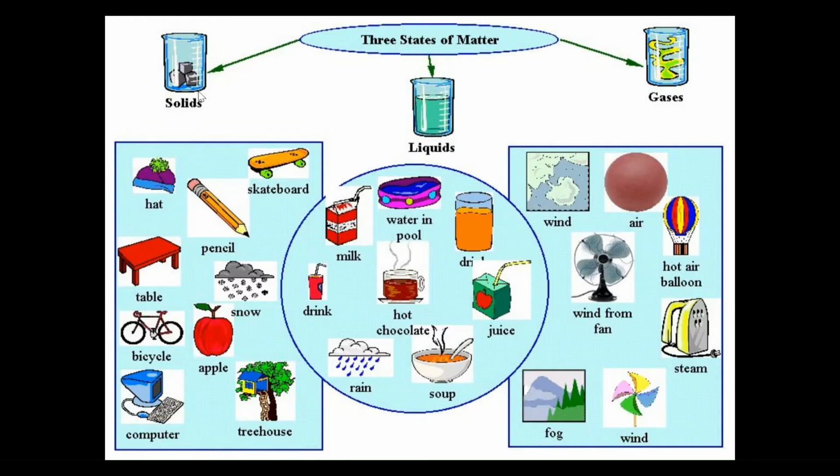A couple of examples of solids are things like hats, pencils, tables, bicycles, computers, apples, a treehouse, and snow. Liquids can include things within a drink that you may drink, juice, water within a pool, hot chocolate, a bowl of soup, rain. A very good example of a gas is stuff like wind, helium for, let's say, a balloon, fog, and steam.